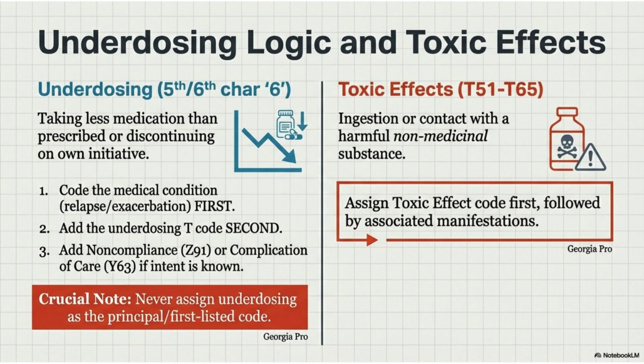Underdosing happens when the patient takes less medication than prescribed or stops taking it altogether. In these cases, we code the medical condition first, the relapse or exacerbation, then the underdosing T code, and finally, if known, a code for non-compliance or complication of care. Underdosing is never the principal diagnosis. Toxic effects, on the other hand, involve harmful non-medicinal substances, things like chemicals, plants, or environmental toxins. We code the toxic effect first, then the manifestations.